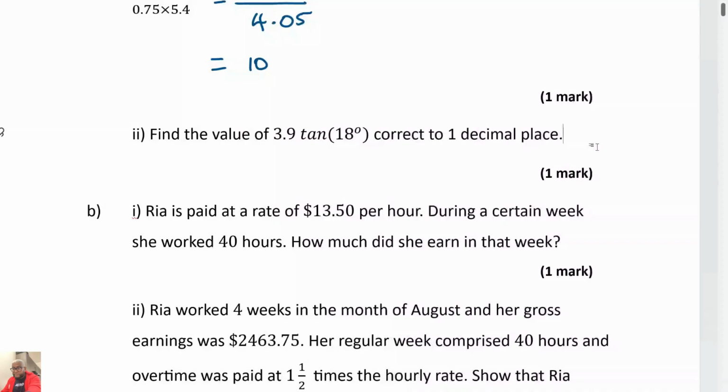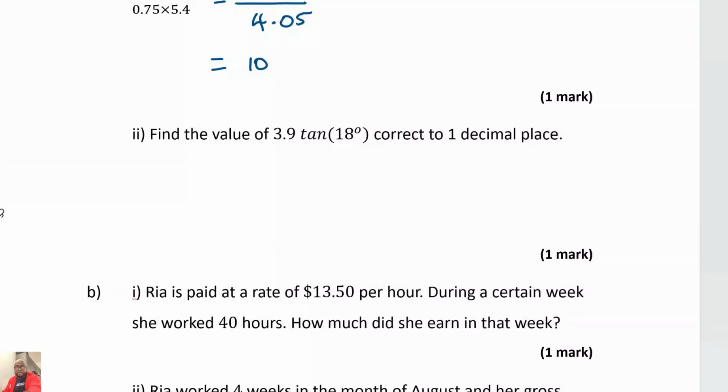Find the value of 3.9 tan 18 correct to 1 decimal place. What are we getting? 1 decimal place. Straight calculator. A point to note, make sure your calculator is on degrees.